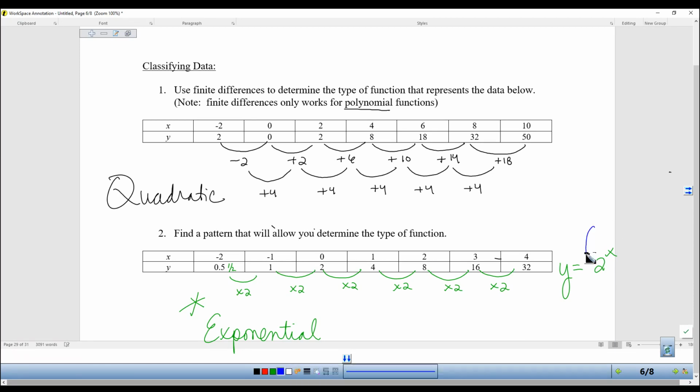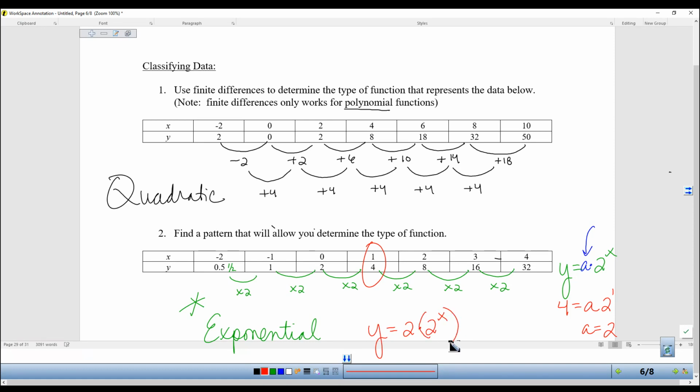So even though I have this much, just like we did a minute ago, I still know that there could be an a here. I know that it's 2 to the x, but I still have to find a. So how do I do that? I can take any one of these points and plug it in. So I know that at 4, when x is 1, then a must be equal to 2. So this is y is equal to 2 times 2 to the x.